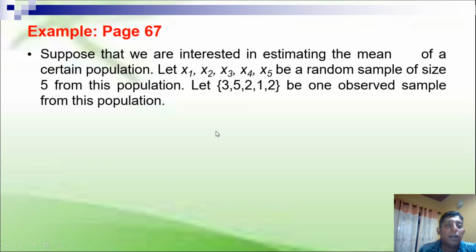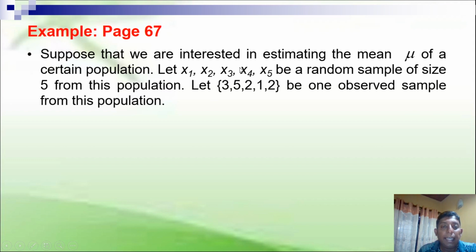Now see this example, how do we calculate the point estimate, get the point estimation. Here this example is for the population mean. Suppose that we are interested in estimating the mean mu, that means we need to make a decision about the population parameter mean of a certain population.